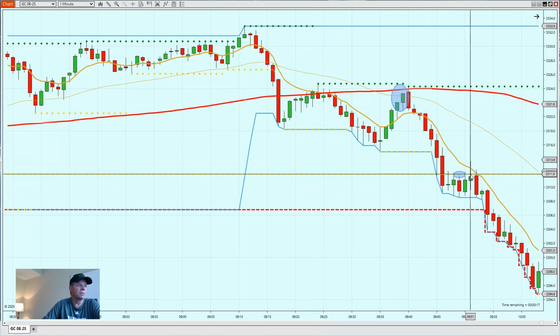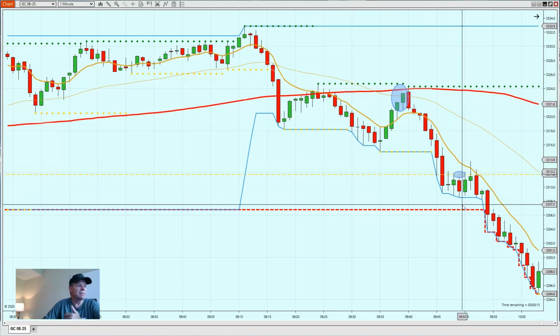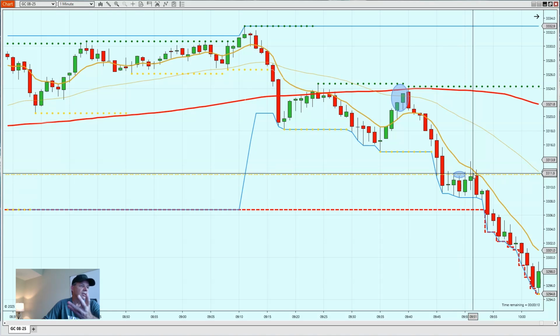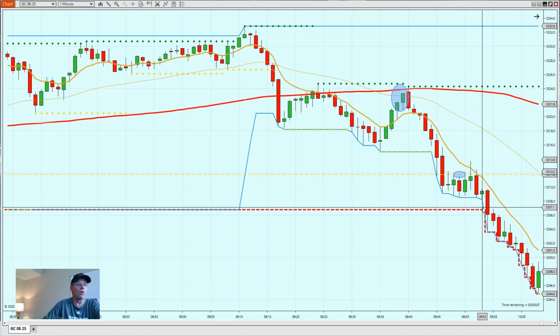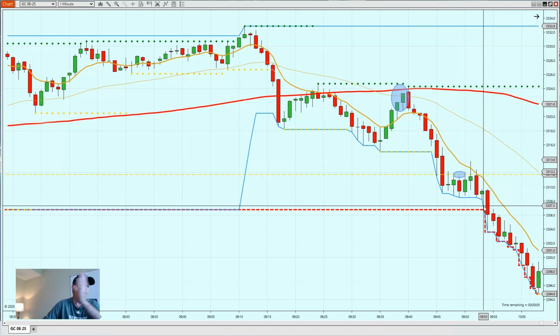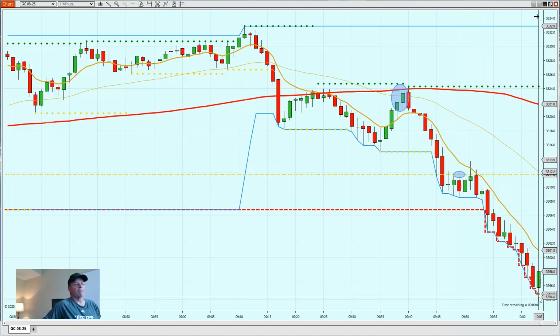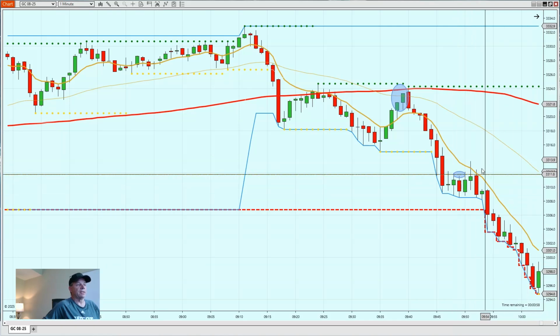Look at those candles. That space right there. Now, was it the space and then the retest, or was it the gold line? I don't know, but they were both working. You know what I'm saying? They were both doing the same thing. They were both pushing price down. That's why I took this trade.